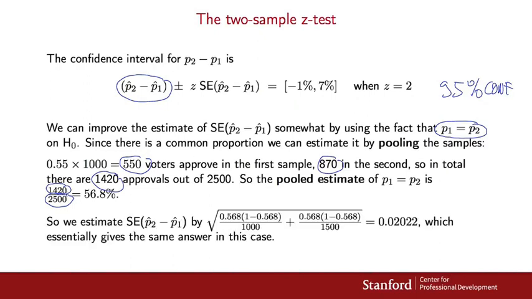And then we can compute the standard error of the difference using the formula we had before, but now what we do is we plug in this new number instead of the two different numbers. And what we get is 0.02022, which is almost the same as we got before.